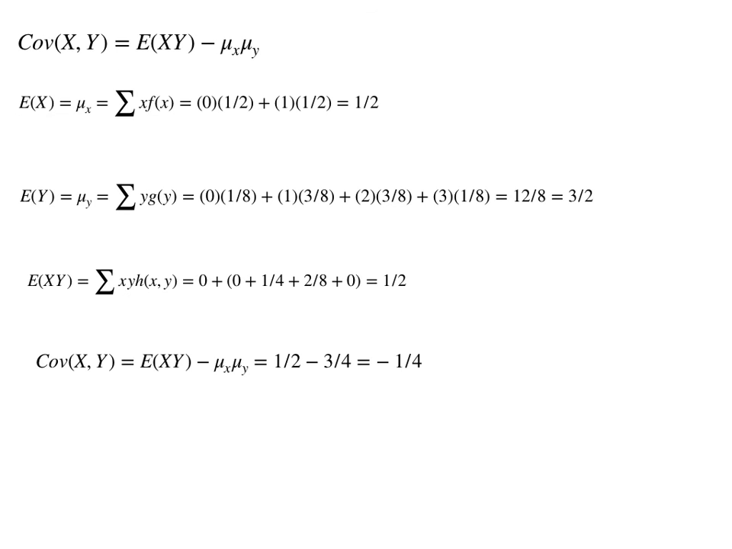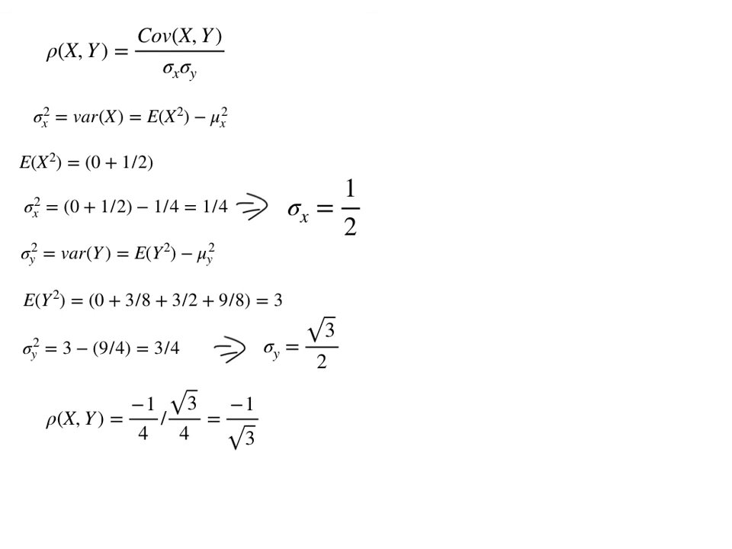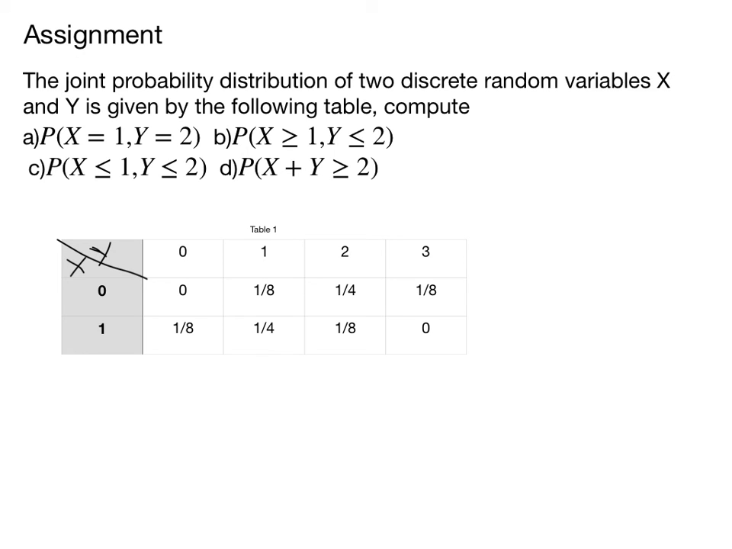Then as usual, find the covariance and the correlation, using the formulas and the marginal distribution tables wherever required. With all the values obtained, we get the correlation as -1 by √3. This example you can take as an assignment. Use the condition x is equal to 1, y is equal to 2, so this will be the value. Likewise, for other conditions, you can find the value.